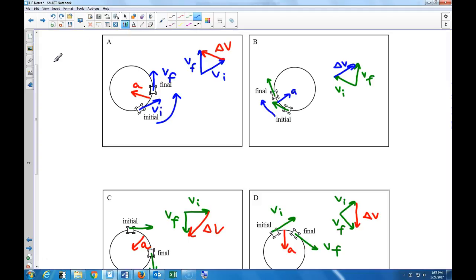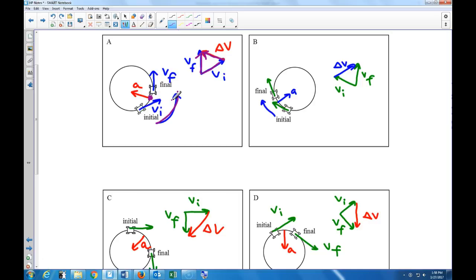Okay, so we've done some practice on our notes. We found that when we draw this VF, VI, delta V triangle, and we perform the vector addition, adding VI with delta V, so that V final is the resultant, in this process, the delta V always points toward the center if you mark it from the average position.